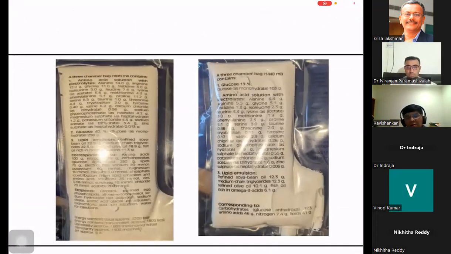These are the bags in our hospital which we use for central and peripheral. They contain glucose around 42% in the central line and around 13% in the peripheral line. The energy provided by the central line is around 2200 kilocalories per bag, which is around 2 liters. And the peripheral line, which is around 1.5 liters, provides around 1000 kilocalories.